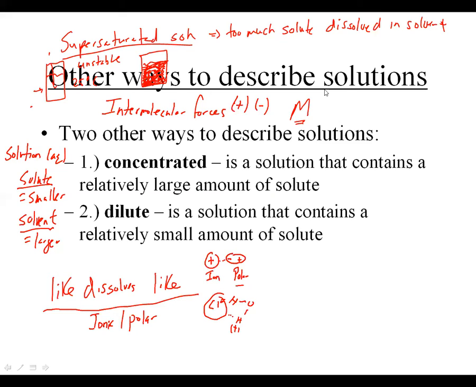It also means that if you have a polar molecule that interacts with another polar molecule, they're also going to be soluble in each other. Because both of those are polar, they will, for the most part, use dipole-dipole interaction, so they're able to do that positive-negative interaction.